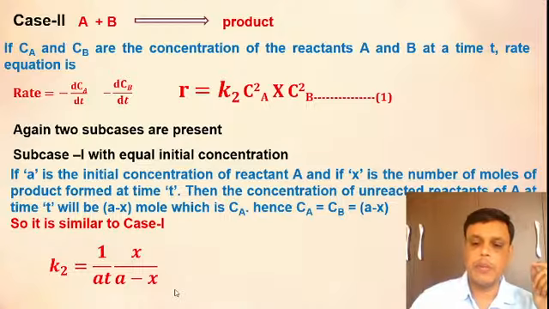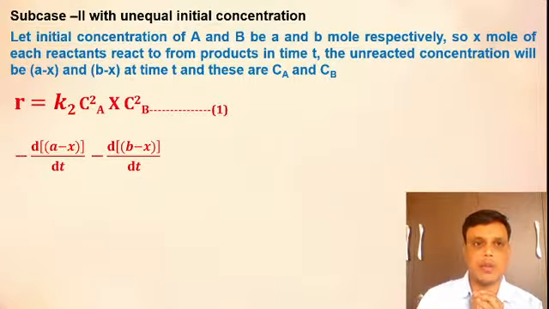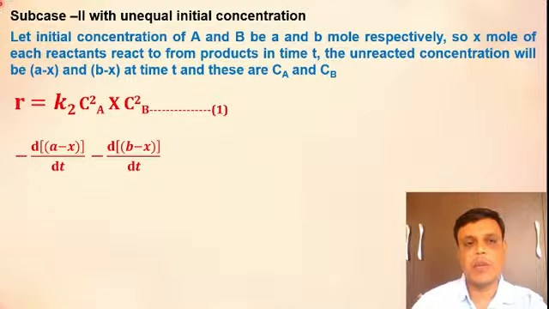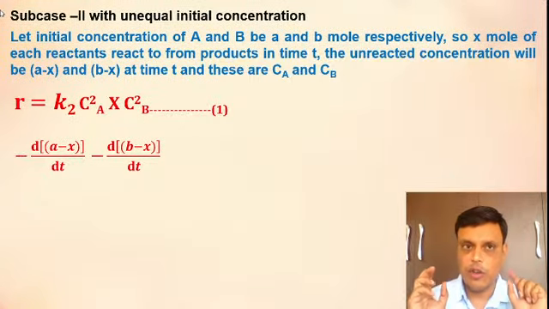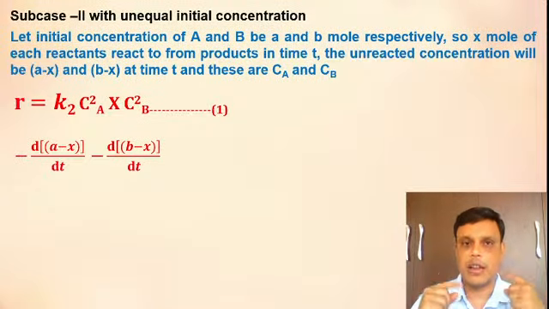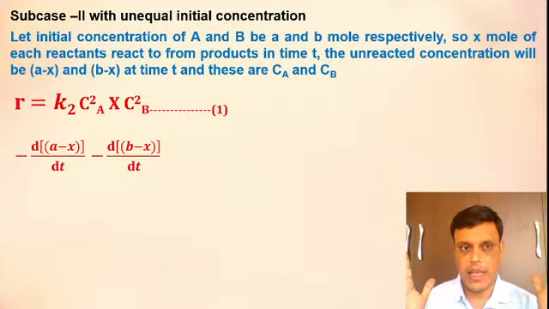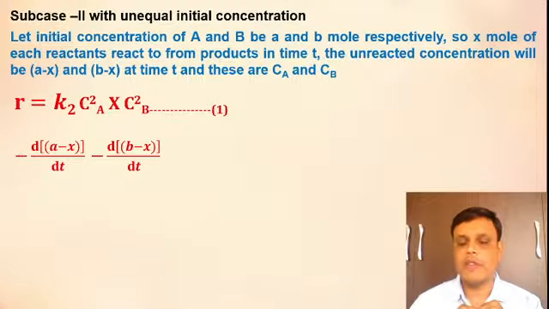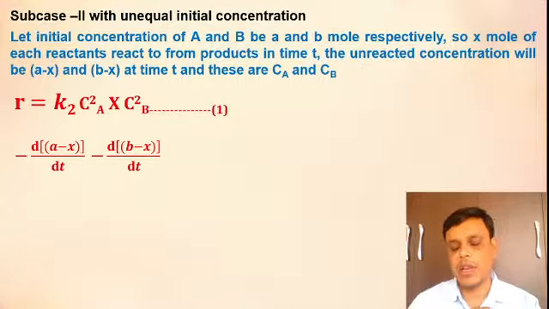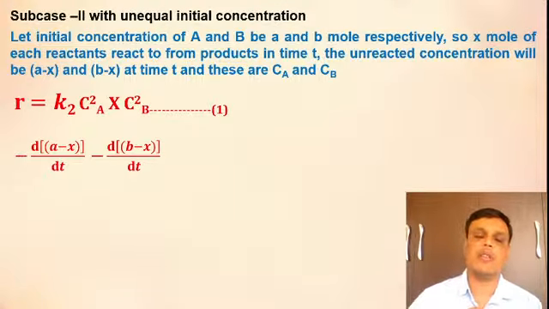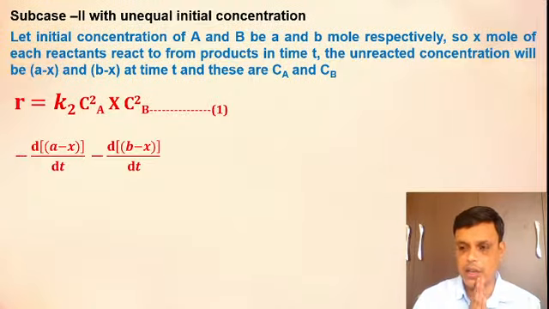Now we will start with subcase 2. So here, subcase 2 is what? It is with unequal initial concentration. That means the concentration of reactant A and the concentration of reactant B are not the same. The concentrations of reactants are unequal, and for this unequal initial concentration we have to find out the rate constant.